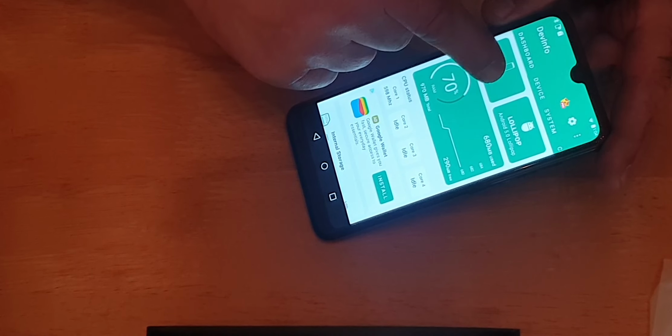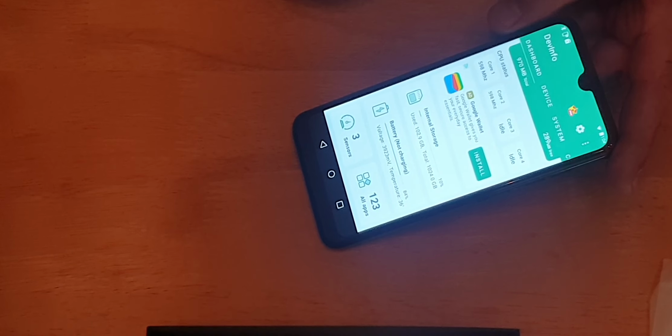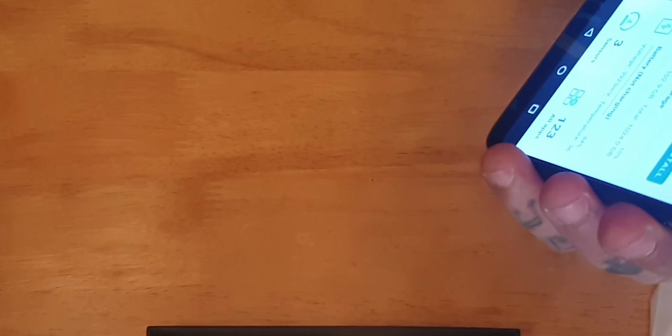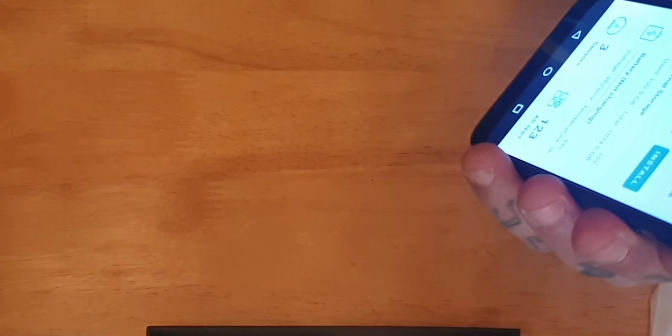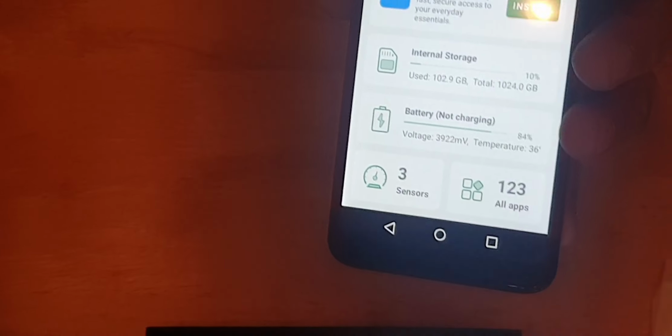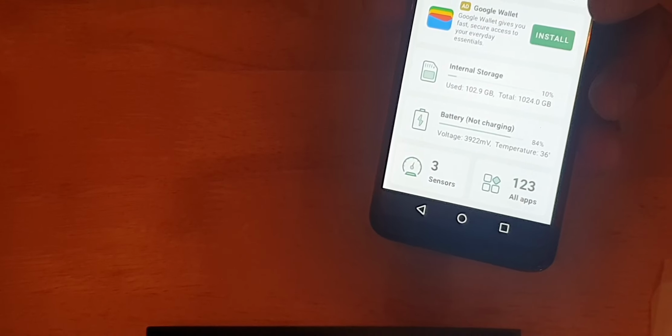Let's see what we can do. Internal storage, a total of 1024 gigs. Apparently 10% is used, which is rubbish because a minute ago it was at the other end of the scale. The green bar was at the top here with only 10%.